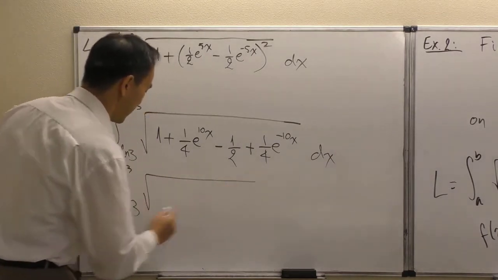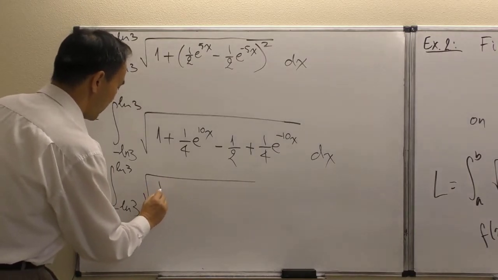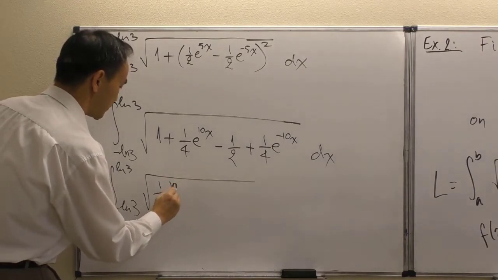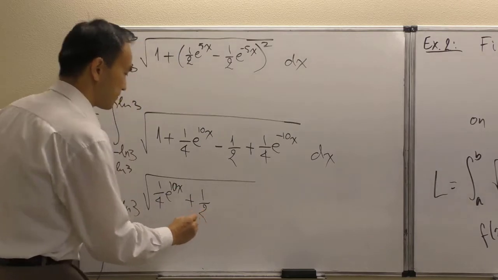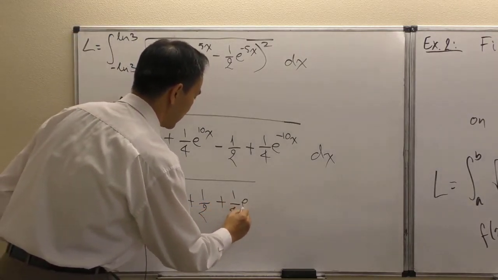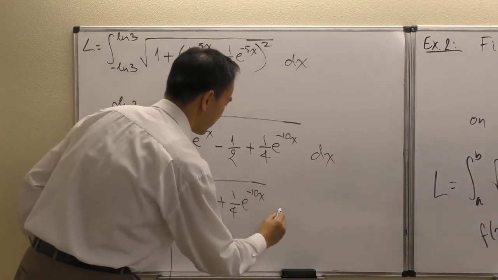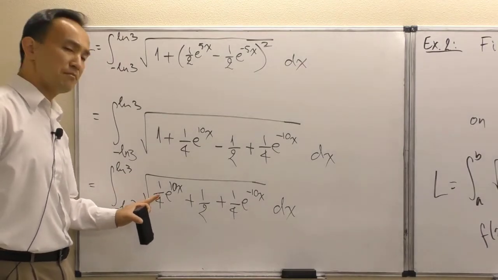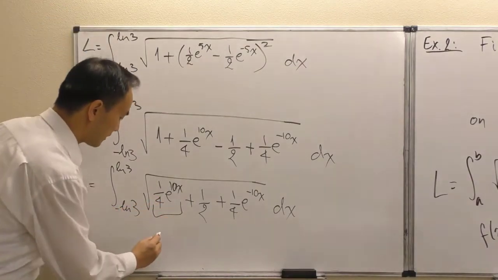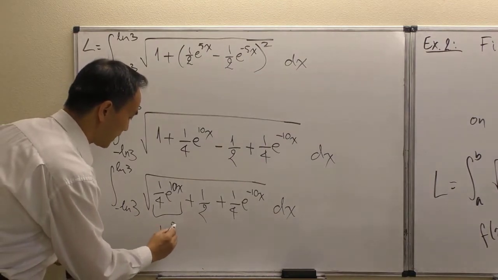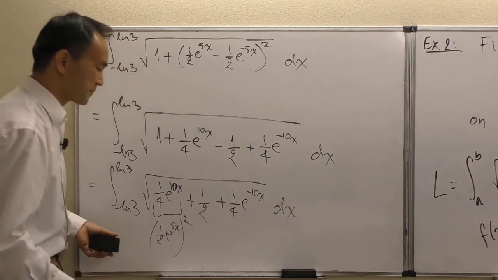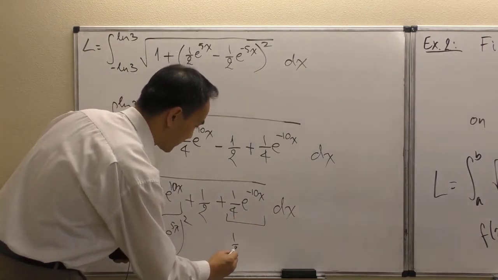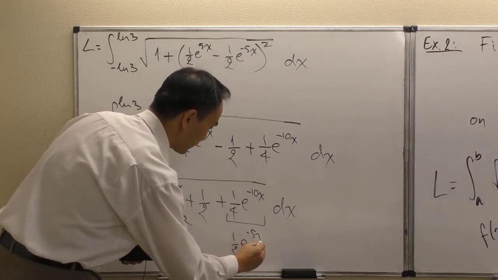Now here we're looking at only 1/4 e to the 10x, 1/4 times e to the 10x plus 1/2 plus 1/4 times e to the minus 10x, dx. All right, and so now I mentioned to think of that term as a 1/2 times e to the 5x squared for a reason. And I also mentioned to keep in the back of your mind that this term can be thought of as a 1/2 times e to the negative 5x, all squared.